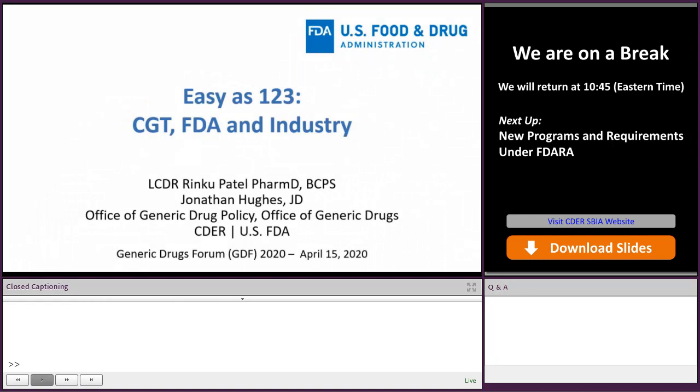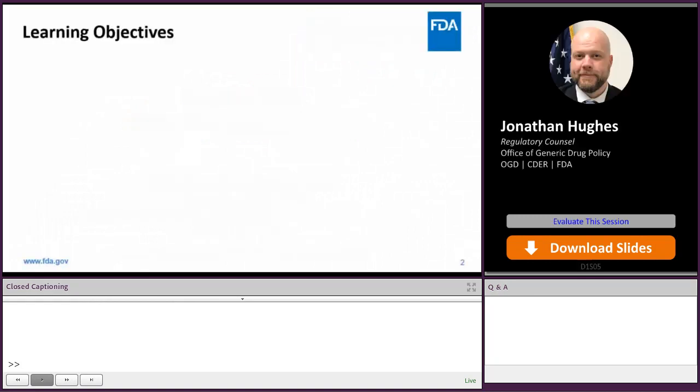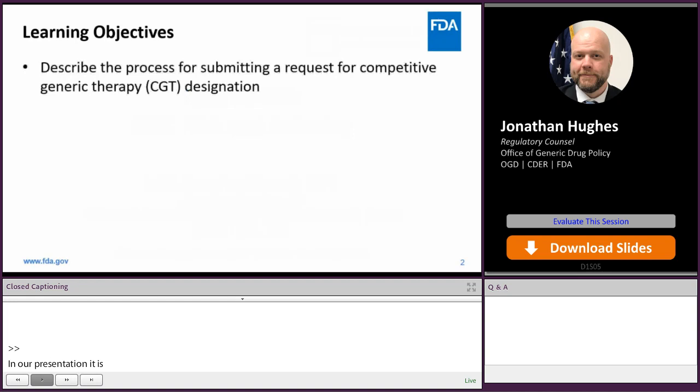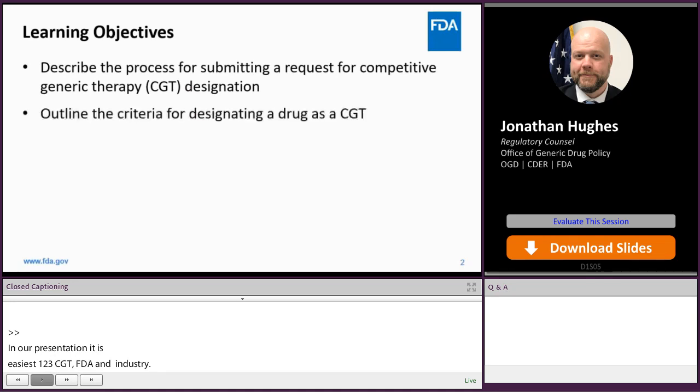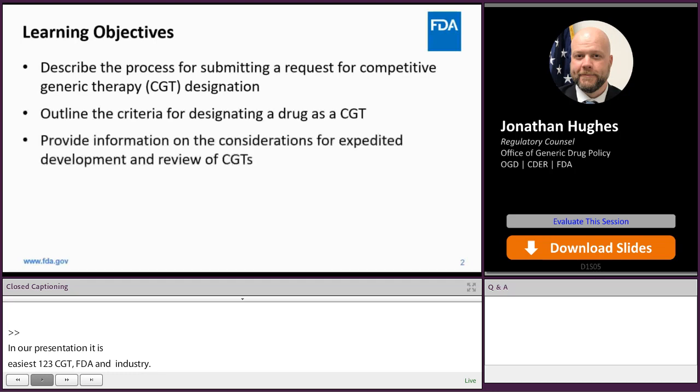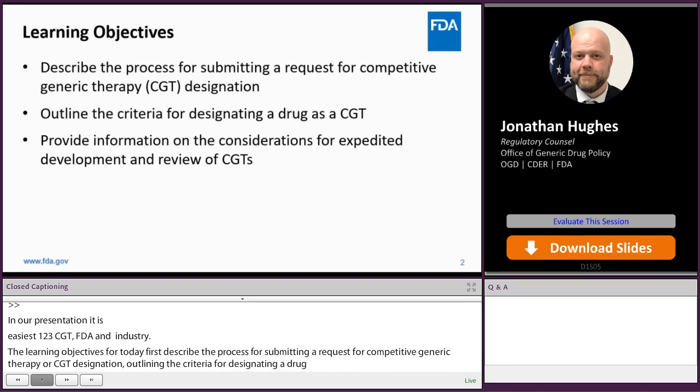Our learning objectives for today: first, describe the process for submitting a request for competitive generic therapy, CGT designation, outlining the criteria for designating a drug as a CGT, providing information on the considerations for expedited development and review of CGTs by FDA, and procedural questions regarding CGT exclusivity determinations.